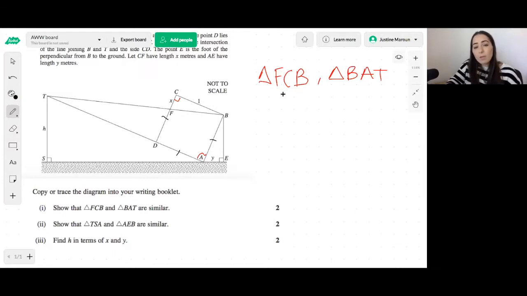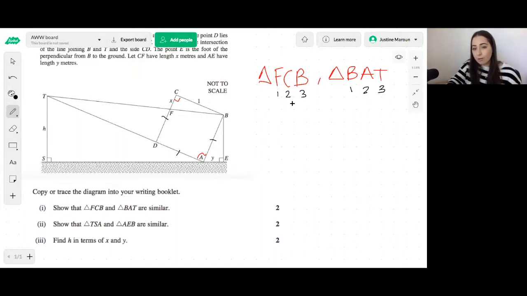The way in which the question is written actually gives you the answer, or it gives you a hint to know what to work towards. So I'm going to label F as 1, as in the first letter, C is the second letter, and B is the third letter. And I'm going to do the same for the second triangle. So B is the first letter, A is the second letter, and T is the third letter. The way in which it's written, like I said, can help you determine the corresponding angles.